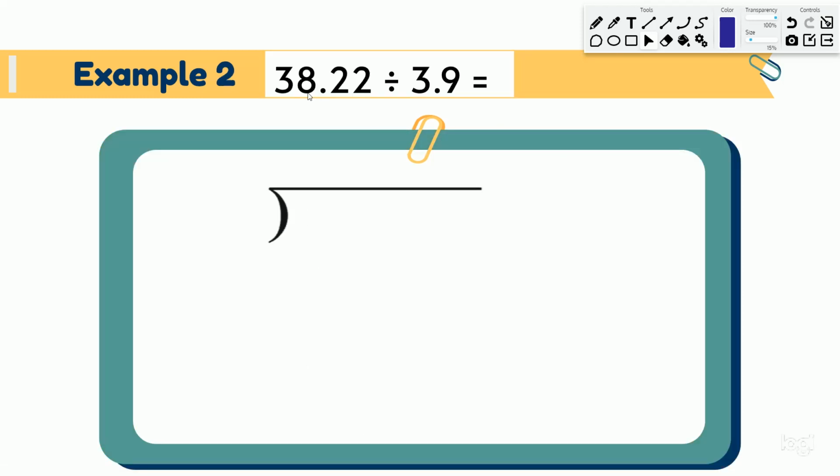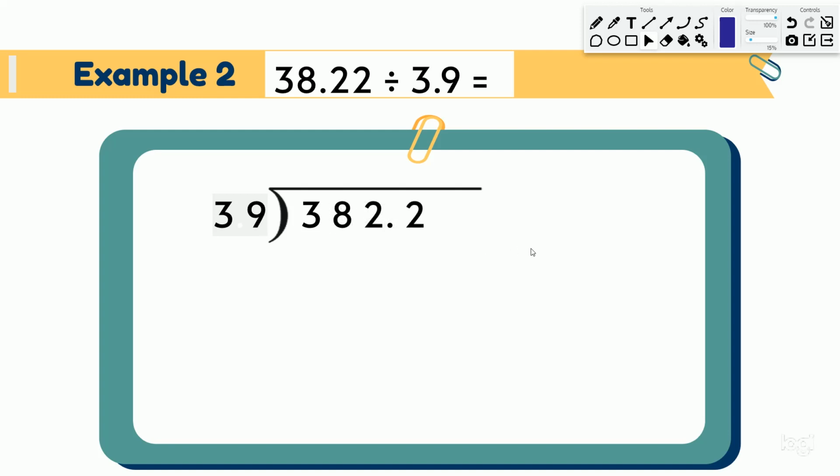All right, the next one is 38 and 22 hundredths divided by 3 and 9 tenths. So again, my dividend 38.22 goes inside. My divisor 3.9 goes on the outside. Then I need to move my decimal point. So for this one, I'm moving my decimal point 1 spot to the right, which then gives me 39. And then if I move it 1 spot to the right in the divisor, I need to move it 1 spot to the right in my dividend. So it looks like that.